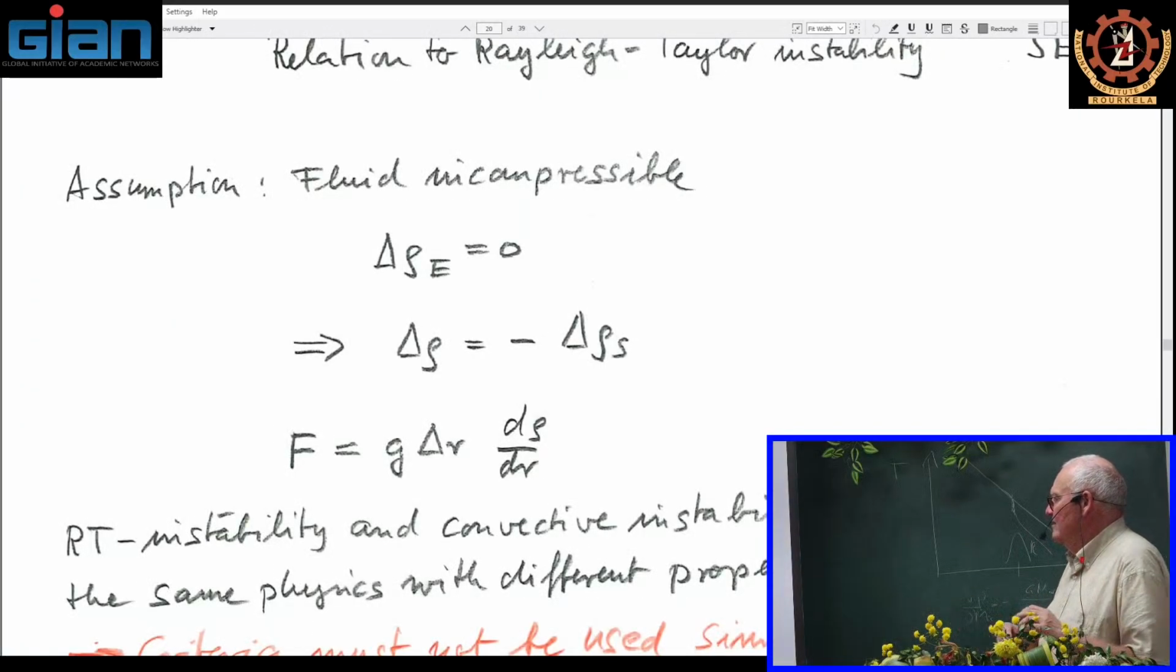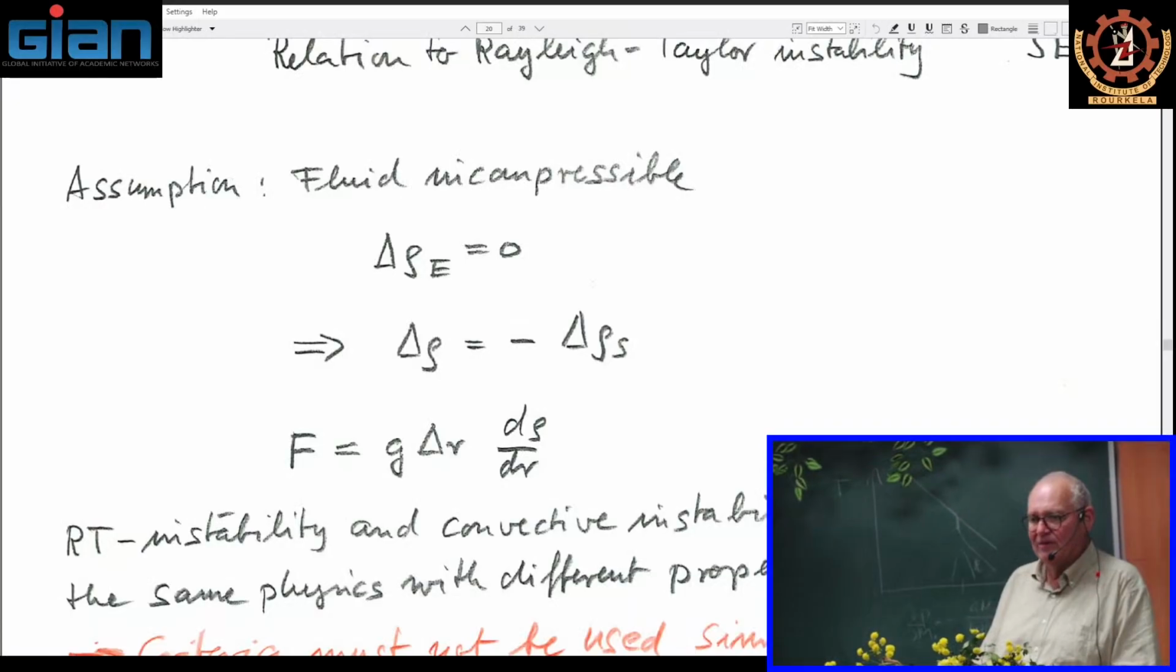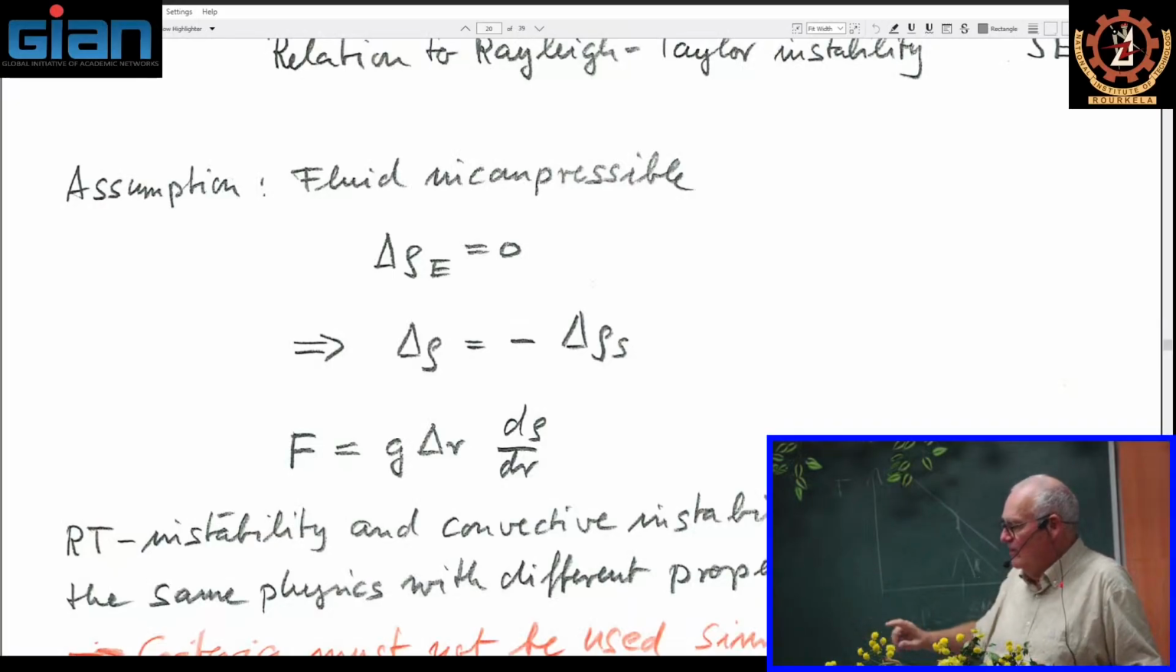So Rayleigh-Taylor instability, in principle, relies on the same physics. The only approximation we have made is considering the element either compressible or incompressible. But that is controlled by the properties of the matter you consider, not by the physics in some sense. So it's only the density gradient of the surroundings which matters. In the other case, we also have the pressure gradient to be considered.